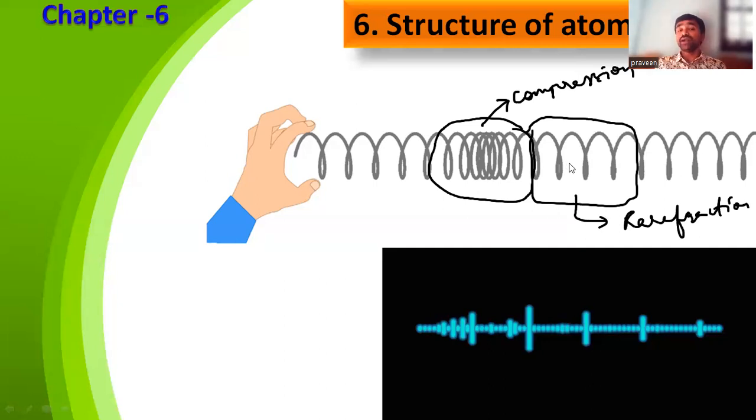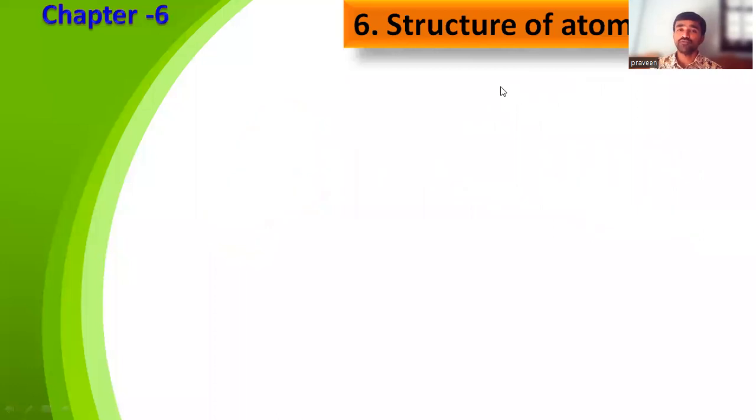If you are providing the energy constantly, what happens? The disturbance always remains uniform. Then the distance between successive compressions or rarefactions is taken as the wavelength, denoted by the letter lambda symbol. So this is the longitudinal wave. Sound waves are longitudinal waves. So that type of wave is understood. Then one more type of wave is there.